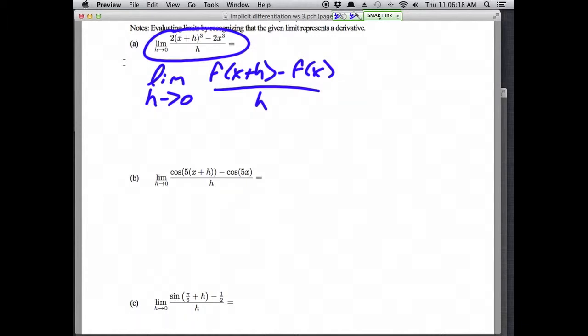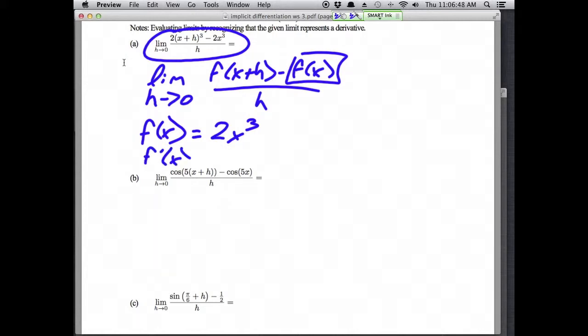So on this problem, what is it that we're trying to find the derivative of? 2x cubed. We're trying to find the derivative of f of x, and if you notice, f of x is over here on the right. So in this problem, f of x is 2x cubed. If I work the limit of the difference quotient, that gives me the derivative, but I can use my derivative rules to find the derivative of this thing. This is equal to 6x squared, so this thing up here is equal to 6x squared.